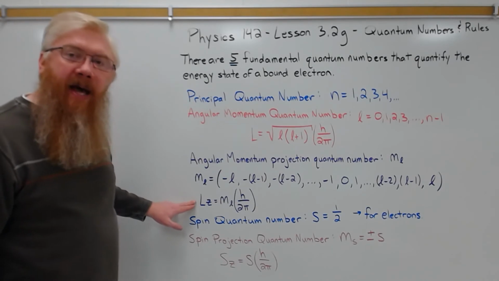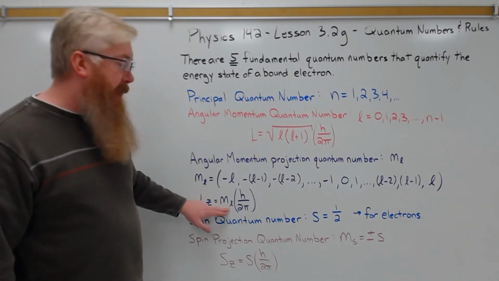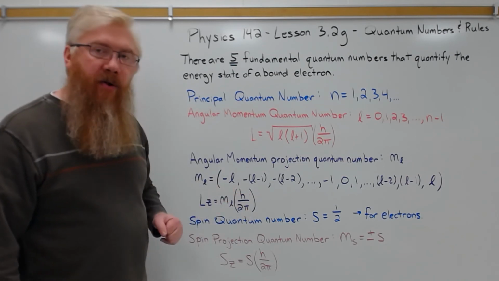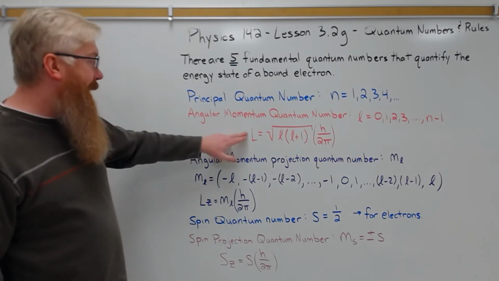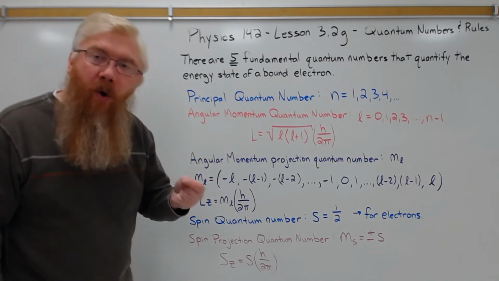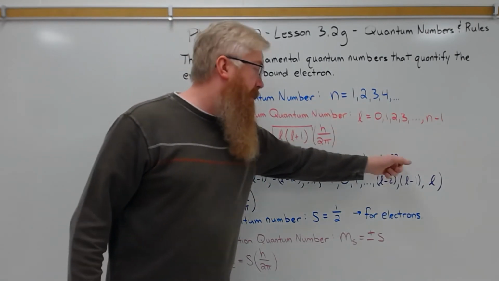The projection of the angular momentum, L sub z, is just this angular momentum projection quantum number m sub l times Planck's constant over 2 pi. So L sub z and L are just to give you the angular momentum. Those are not quantum numbers. They depend on the quantum numbers n, l, and m sub l.